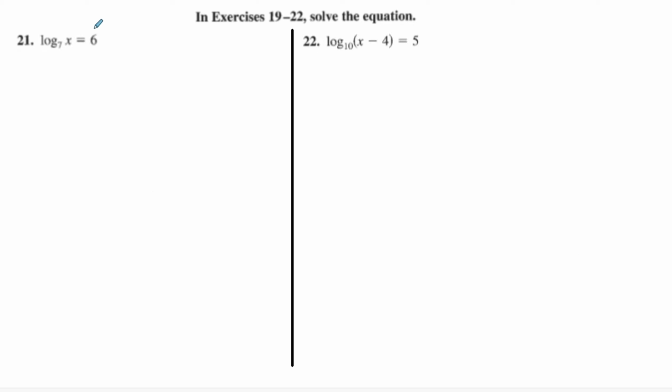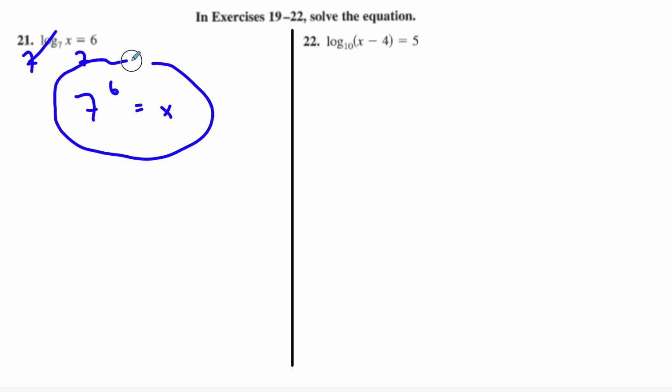Home stretch. Solve the equation. 7 to the 6th equals x. All I did, now 2 ways to go. I could exponentiate base 7 to cancel this out, and there we have it. What is 7 to the 6th? I don't really care. Just leave it as 7 to the 6th. I'm assuming that you can multiply 7 by itself 6 times.